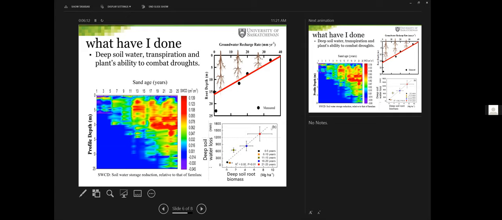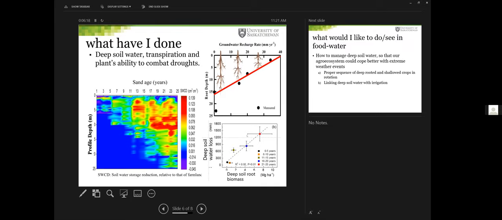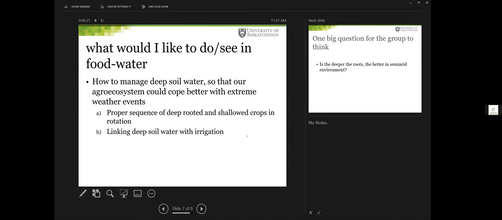So no more root turnover or root growth. So we won't have this. So this is not sustainable. So what I would like to do and see is how to manage deep soil water so that our agroecosystem could cope better with extreme weather events.